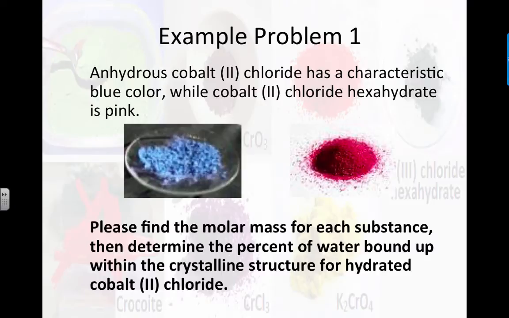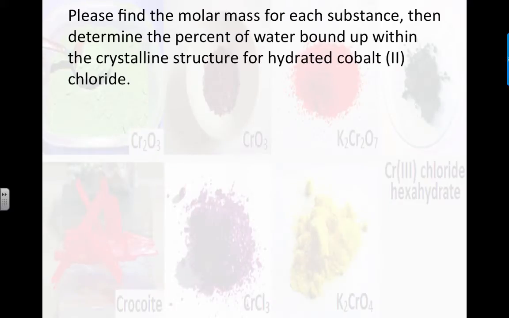So we're going to find the molar mass for each substance, the anhydrous and the hydrate, and then we'll determine the percent of water that's bound up within the crystal structure of hydrated cobalt(II) chloride. So let's first find the molar mass. Cobalt(II) chloride is CoCl2. Let's add that up real quick.